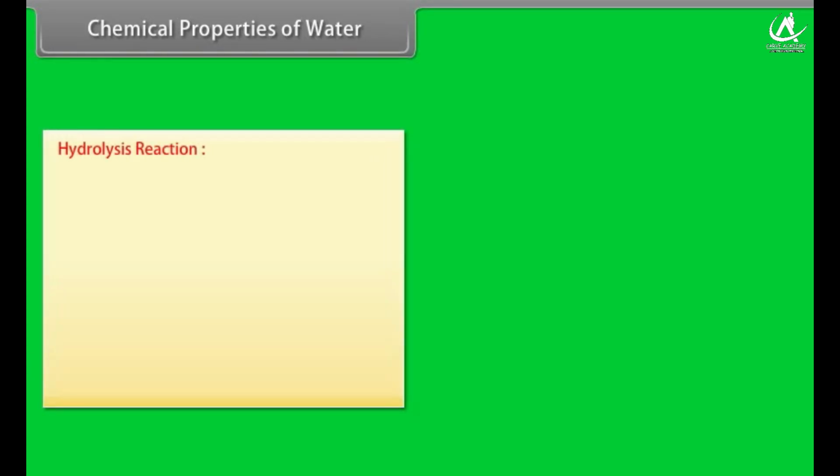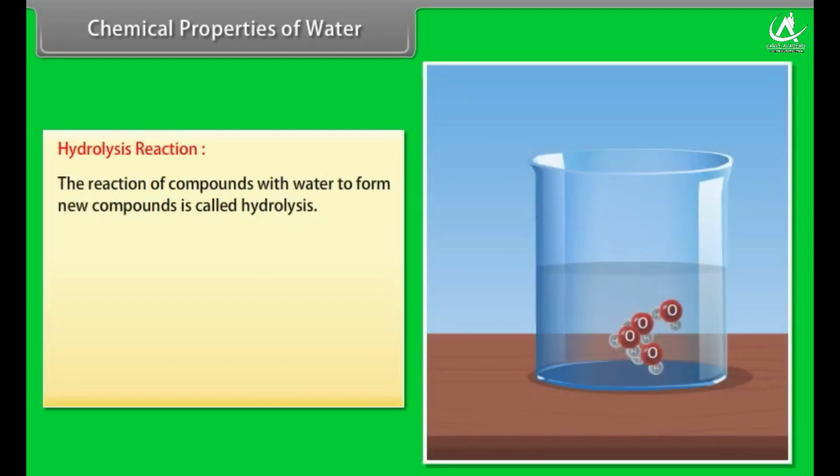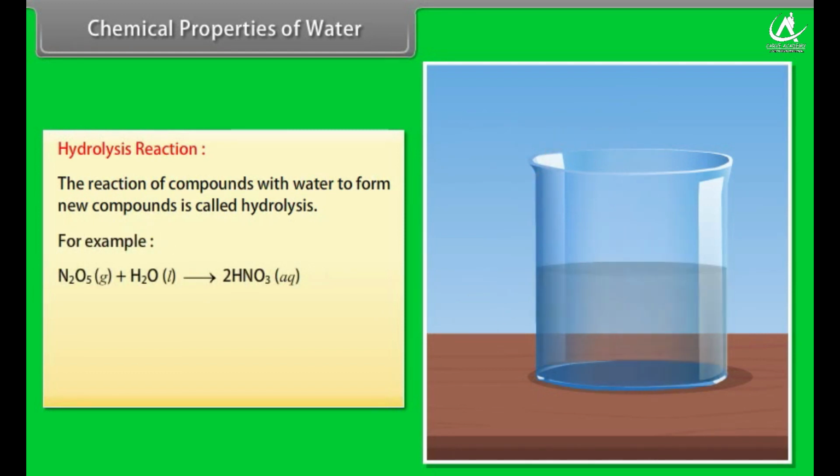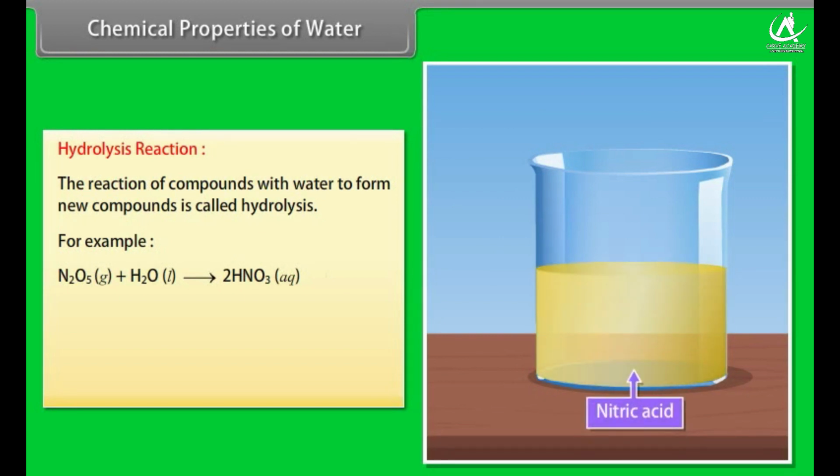Chemical properties of water. Hydrolysis reaction. The reaction of compounds with water to form new compounds is called hydrolysis. For example, dinitrogen pentoxide reacts with water to form nitric acid.